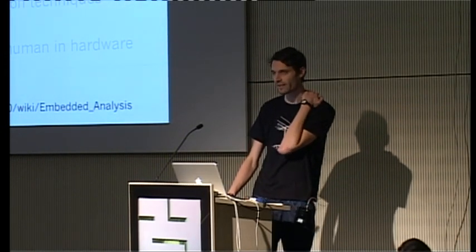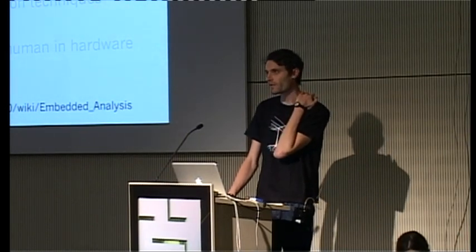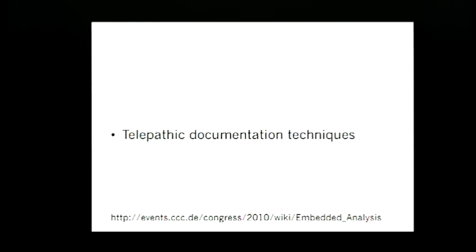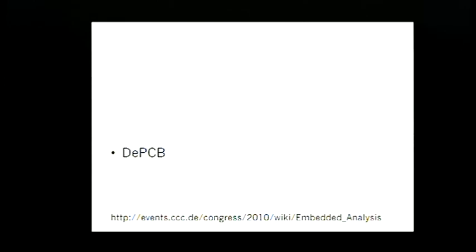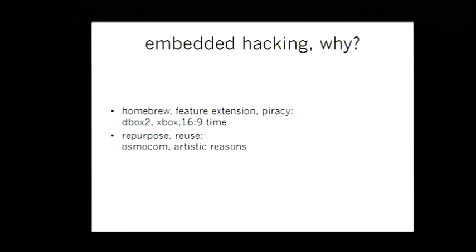Another one is finding JTAG amongst that set of pins. Another one is dumping flash parallel specifically, so an easy way to use an Arduino to do this. We're going to go over some techniques for redocumenting undocumented chips. Vadik is going to present DPCB, which is for analyzing and reverse engineering the traces along a PCB. And then we're going to look at the human elements, some other interesting notes from my work looking at embedded devices you might take notice of.